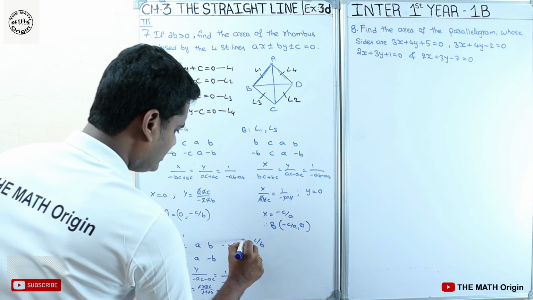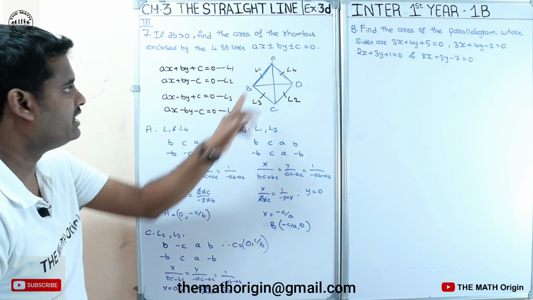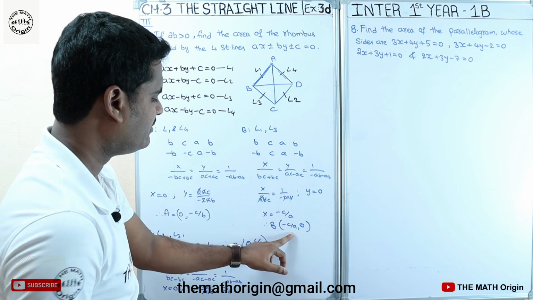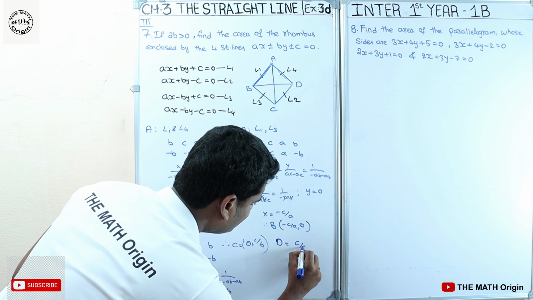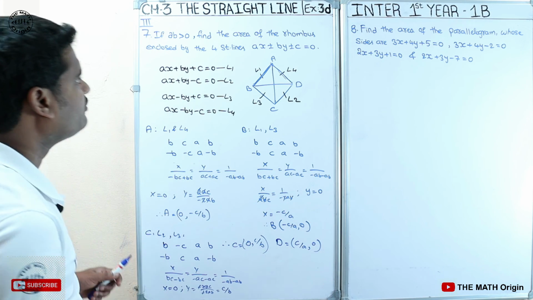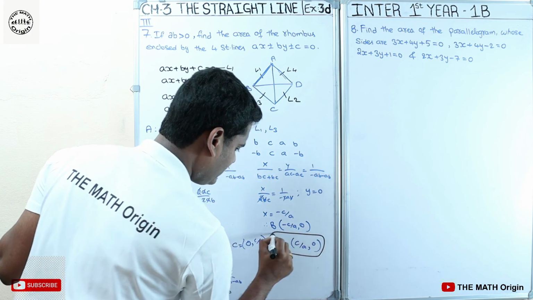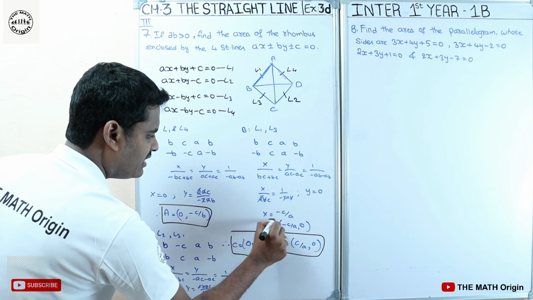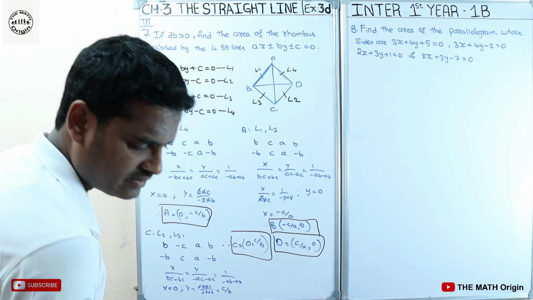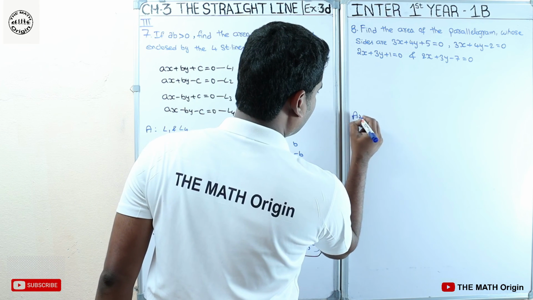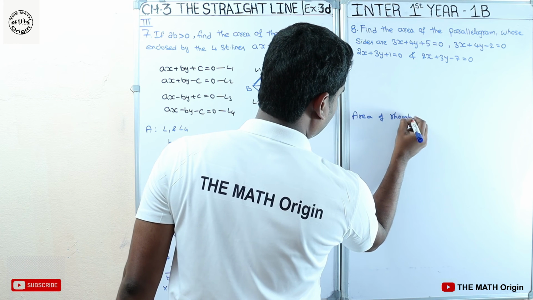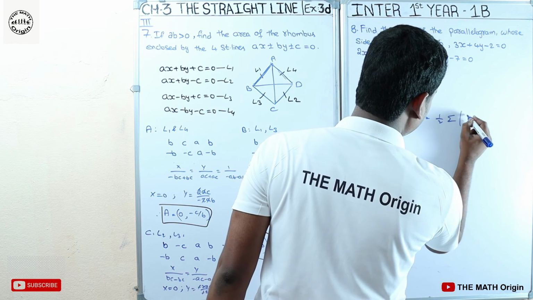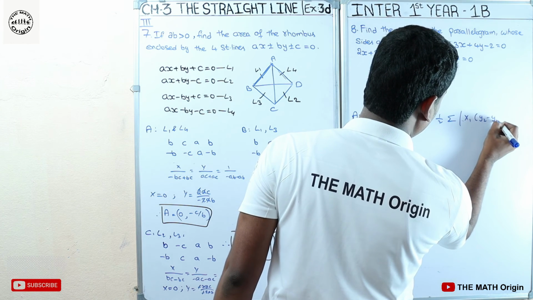As I mentioned just now, the A coordinate is (0, minus c by b), and the C coordinate is (0, plus c by b). In a similar way, the B coordinate is (minus c by a, 0), and the D coordinate is (c by a, 0). Okay, now we got all 4 coordinates. From these coordinates, now I will derive the area of the rhombus. Okay, it is: area of rhombus equals half modulus of sigma modulus x1 into y2 minus y4.